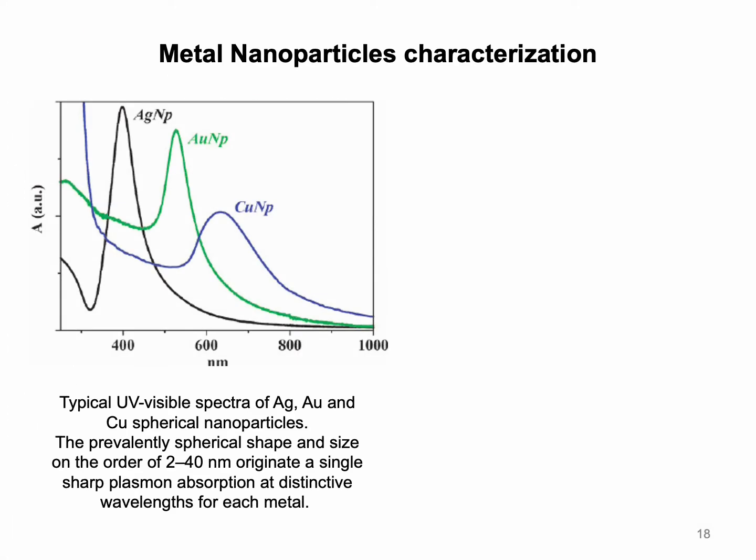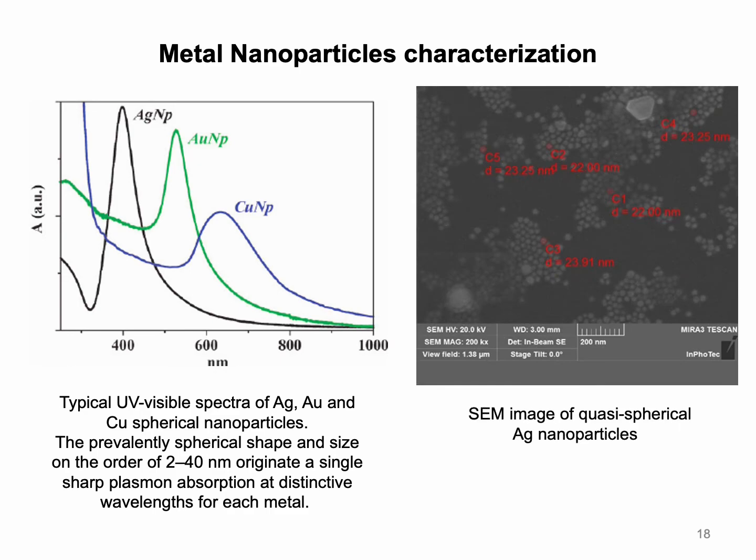To characterize the solution, a very simple method is to register its UV visible absorption spectrum. In fact, silver nanoparticles present a typical narrow peak in the region around 400 nanometers, depending on the average dimension of the nanoparticles.